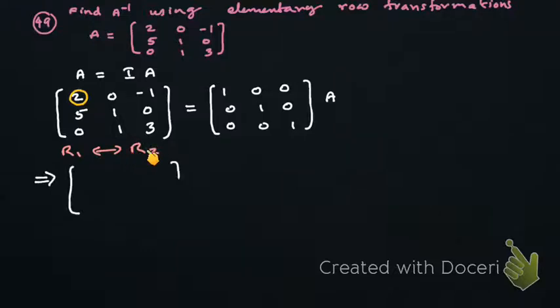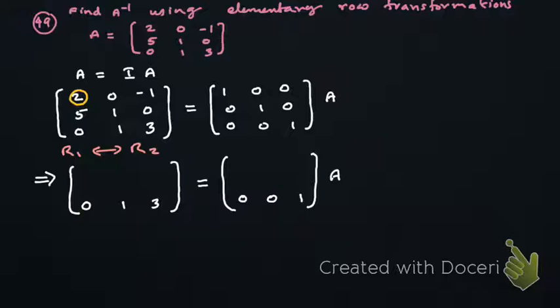R1 and R2 are being interchanged. That's my operation. So if I'm changing R1 and R2, I know R3 remains the same. Whichever row is not under change, copy that. So 0 1 3, 0 0 1. The third row I copy throughout, not just on the left side. Whatever I do on the left side, I do on the right side as well. So I copied my R3 throughout.